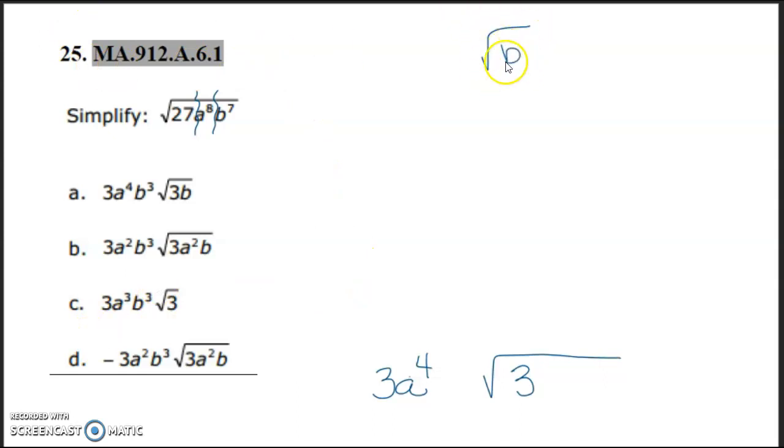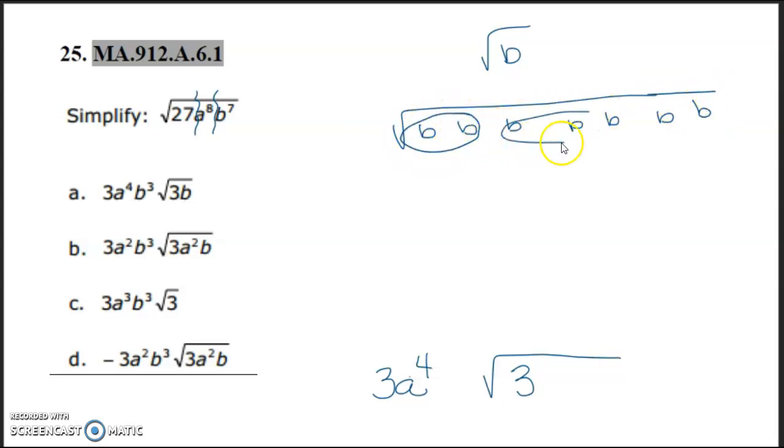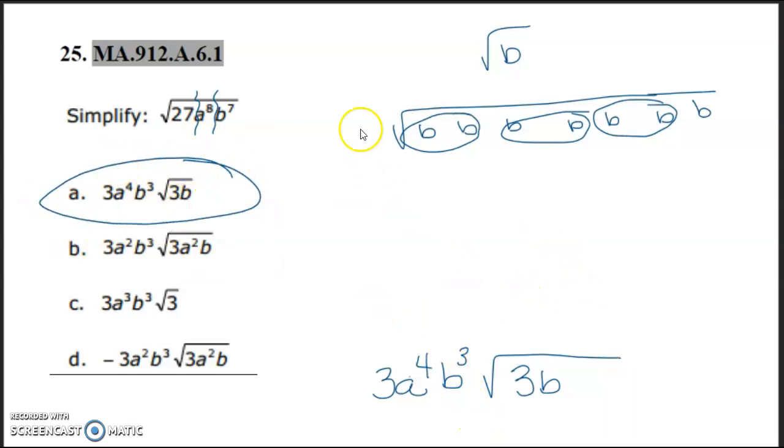Let's go ahead and do B to the 7th. So again, this is just 7 B's. B, 2, 3, 4, 5, 6, and 7. How many pairs can I pull out? 1 pair, 2 pair, 3 pair, and 1 left over. So 3 pairs and 1 stuck inside. So your final answer should be A. But again, we could have eliminated B and D and gotten down to that if you were doing a test-taking strategy.